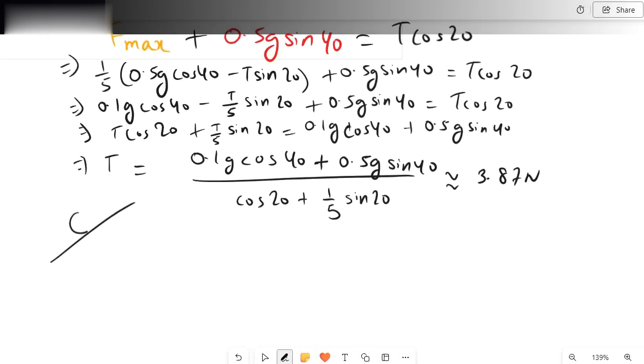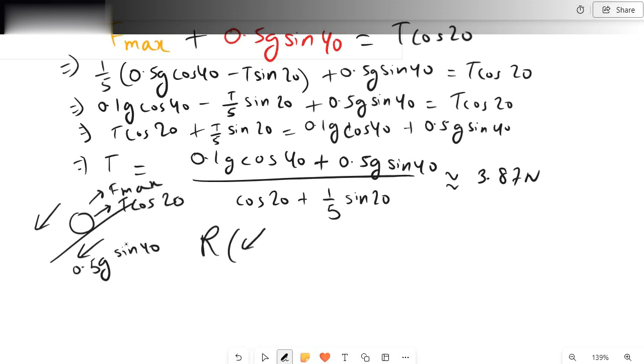And for the final case, when the object is about to move down the plane, we can say that the frictional force, or F max, is going to act in the opposite direction, which is upwards, and as usual T cos 20 will be here, and similarly here we have 0.5g sin 40. So resolving horizontally with respect to the plane again, F max plus T cos 20 is going to be equal to 0.5g sin 40.